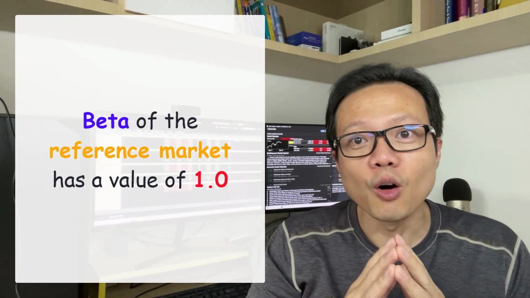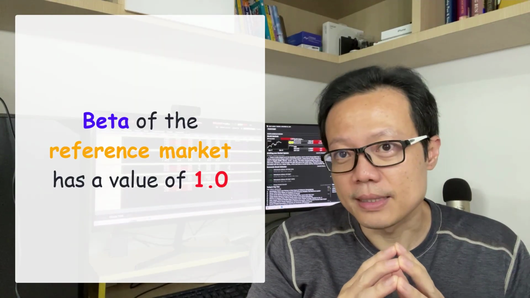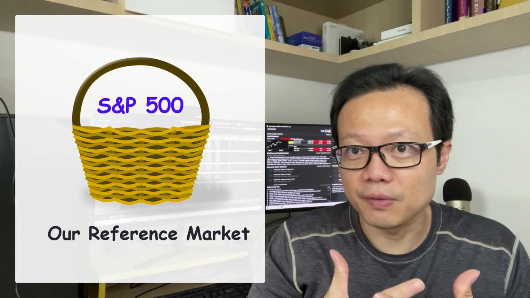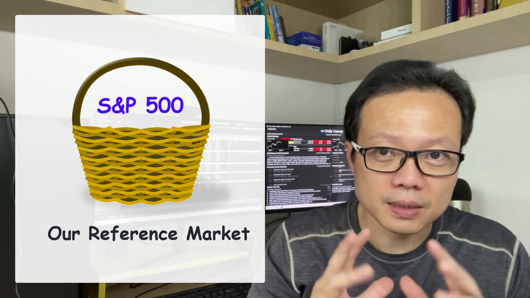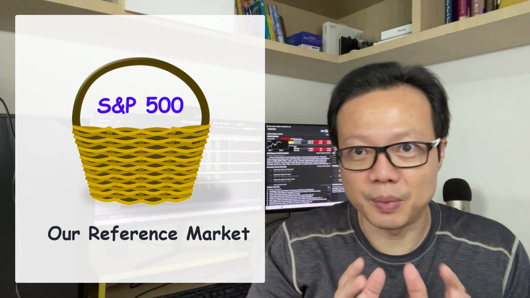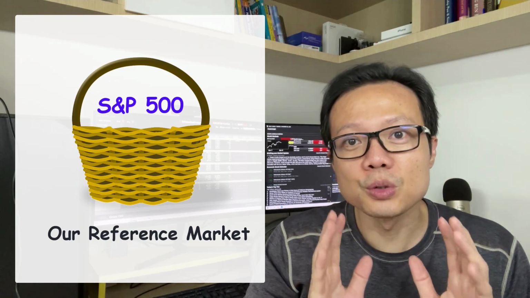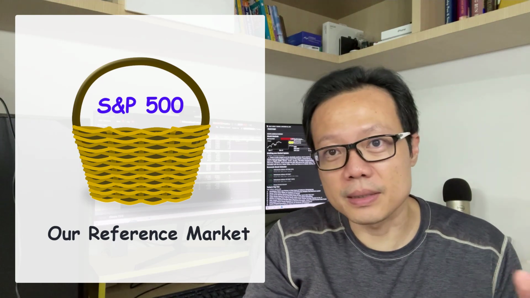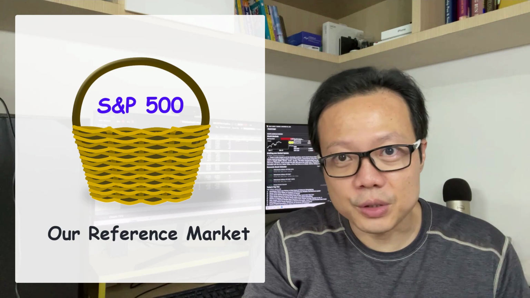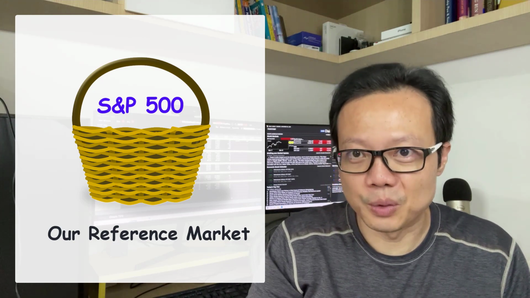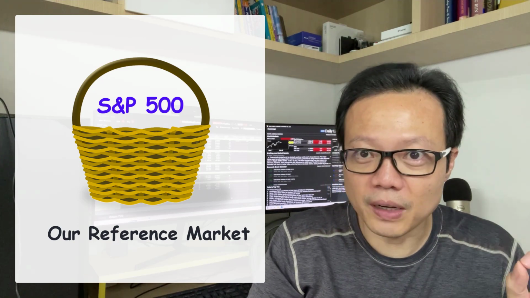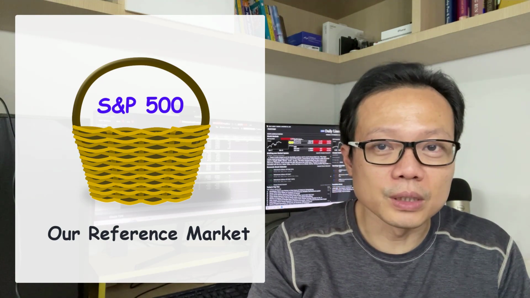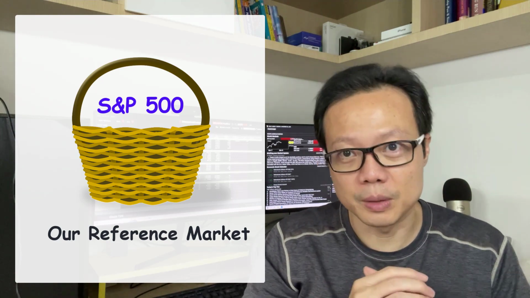Now, the beta of our reference market always has a value of 1. And for convenience, let's just use the S&P 500 as our reference market here, since I think most of you will be familiar with the S&P 500. Okay, but for those who do not know what the S&P 500 is, it is simply an index representing a basket comprising 500 of the largest listed companies in the United States. All right, so the S&P 500 is kind of like the baseline here where all the stocks and the portfolio is going to be compared against when we calculate beta.